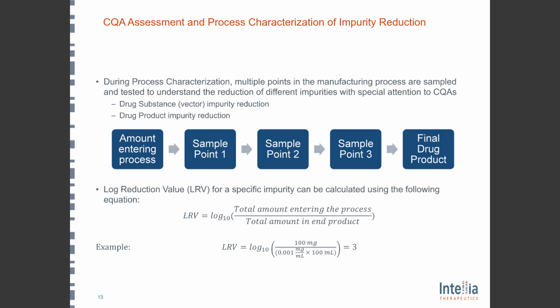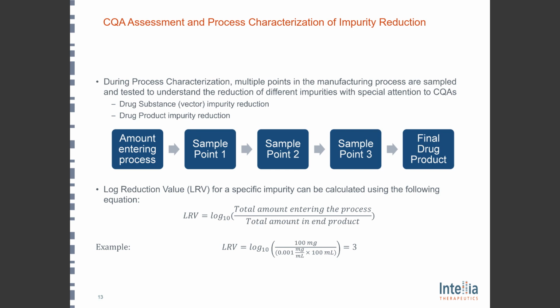And you might not always know the total amount entering into the process, so it's perfectly fine to start from, say, sample point 1 and get your log reduction value to characterize this impurity reduction down to your final drug product. The example below shows LRV, log base 10 of an impurity that enters into the process at 100 milligrams, divided by, say, the concentration that you've detected in your final drug product, which was 0.001 mg per mL. And let's say your final drug product is, for simplicity, 100 mL. So this would be 100 divided by the 0.1 milligrams total, and log base 10 of this is a 3.